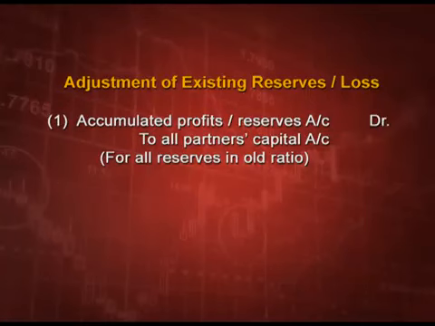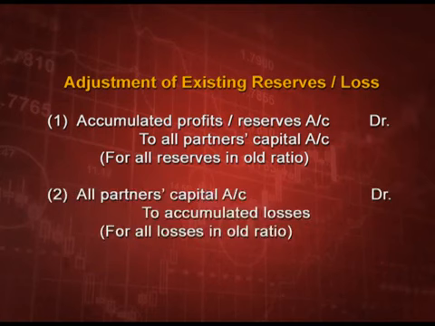Coming to the next topic, that is how to adjust the existing reserves. Existing reserves must be distributed among the old partners in their old ratio. So that is accumulated profits or reserves account debit to all partners capital account in the old ratio. And if there are accumulated losses, yes, it's a reverse entry, that is all partners capital account debit to accumulated losses. So partners will get if they have profits and partners will bear if they have losses.